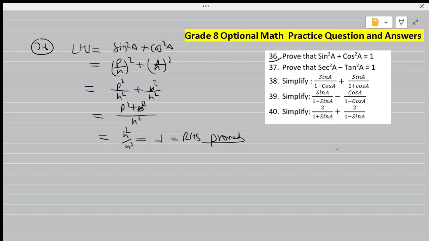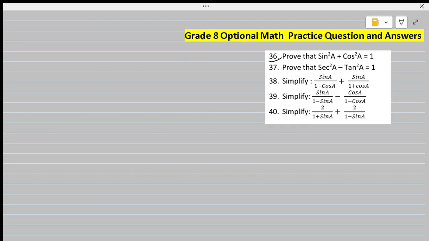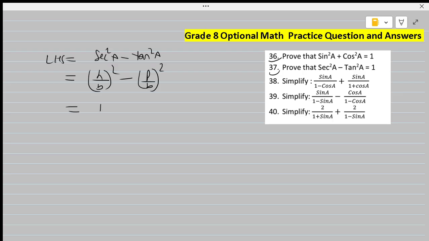And in the very same way we can do number 37, is it? So I make this clear first. Okay, so number 37 now. Here on the left side we are given sec square A minus tan square A, and this we need to show equal to 1. So sec is the reciprocal of cos, cos we know is b by h, so the reciprocal is h by b whole square. Tan is p by b, so again whole square, is it? So h square by b square minus p square by b square.